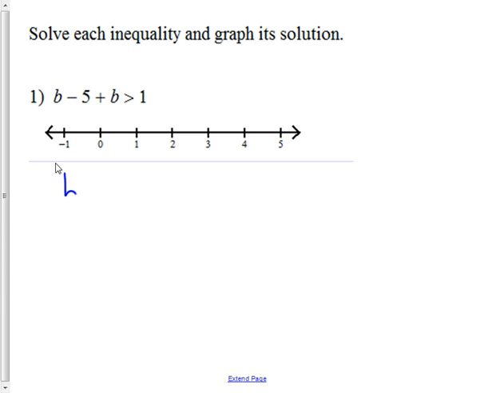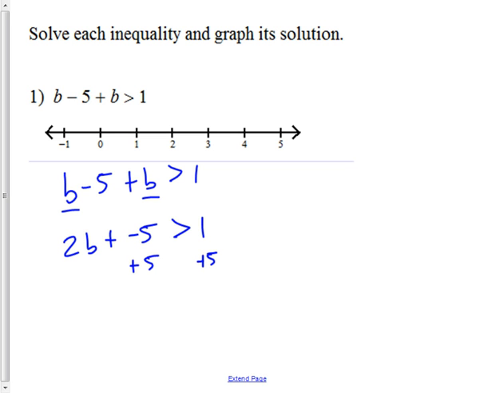Let's go ahead and copy this down. b minus 5 plus b is greater than 1. So let's go ahead and combine our like terms. So we have 2b plus negative 5. Let's go ahead and change that subtraction to addition. Is greater than 1. Let's add 5 to both sides.